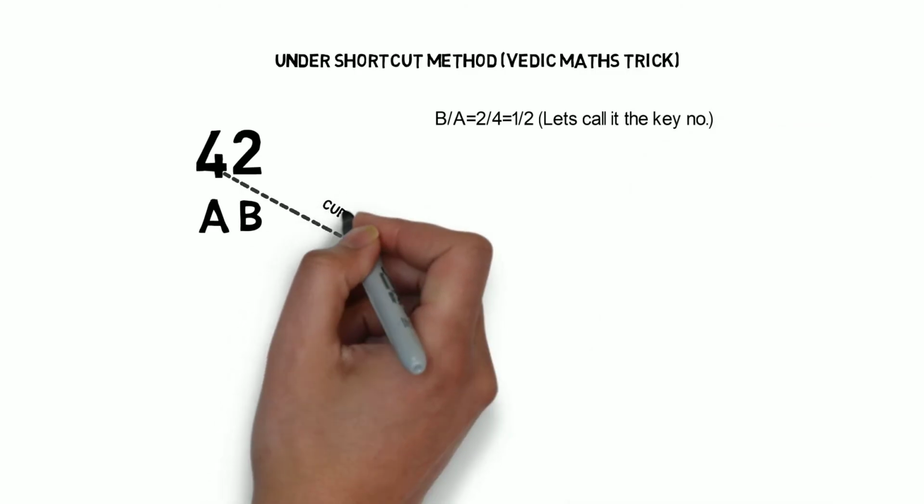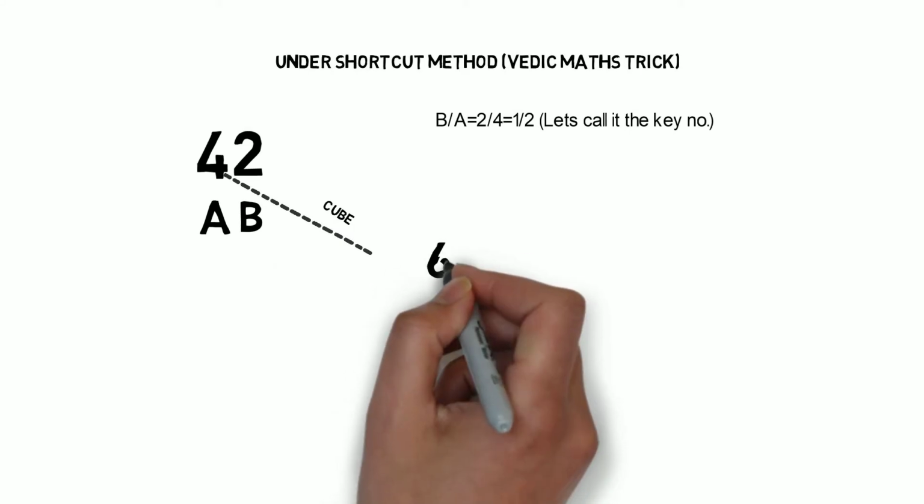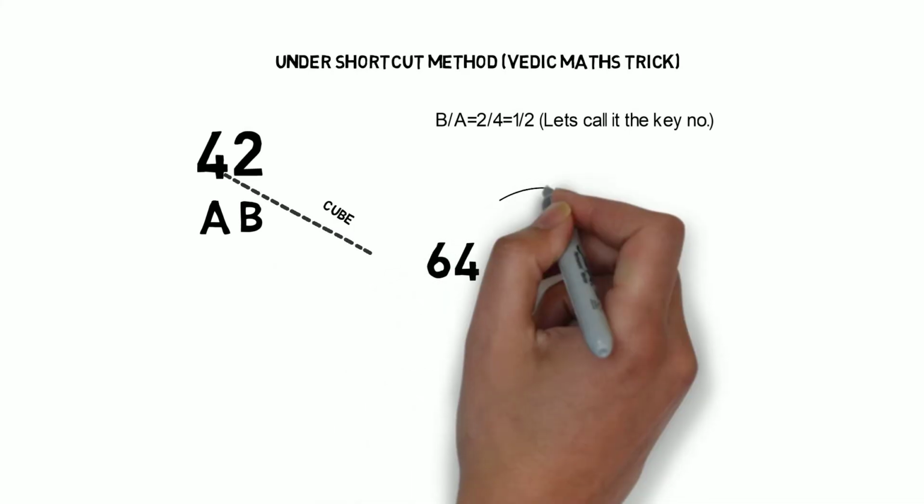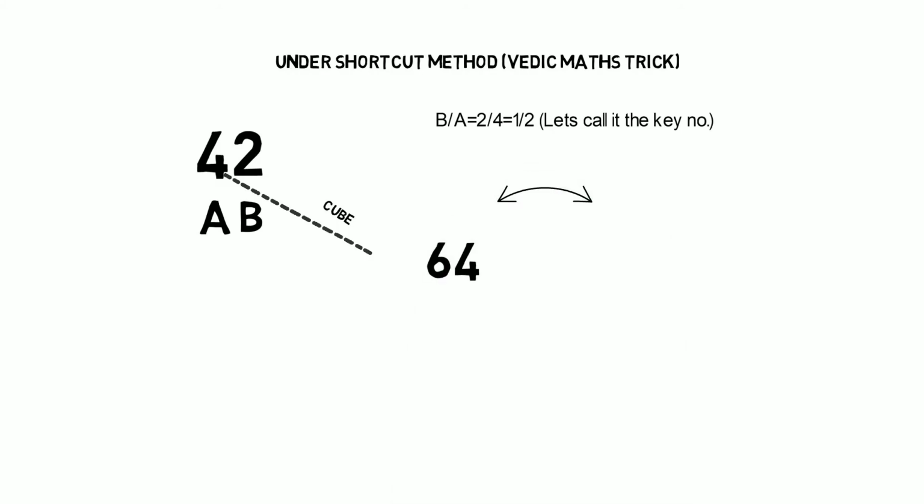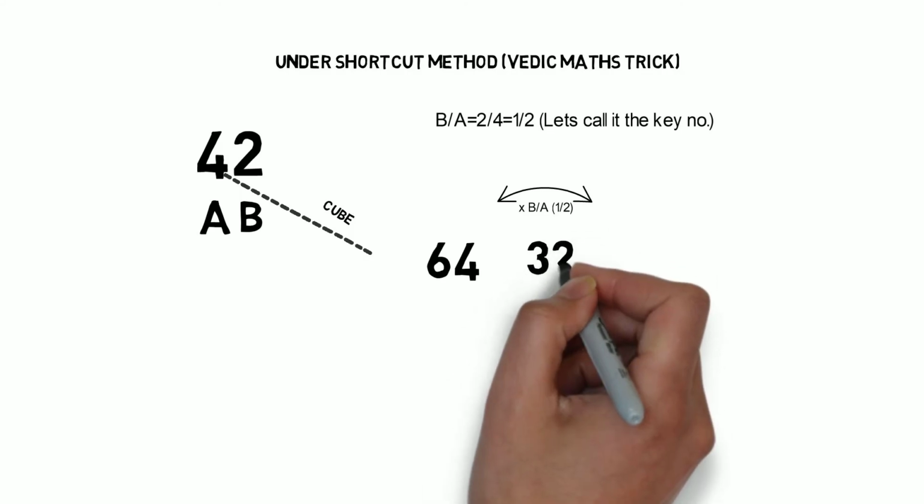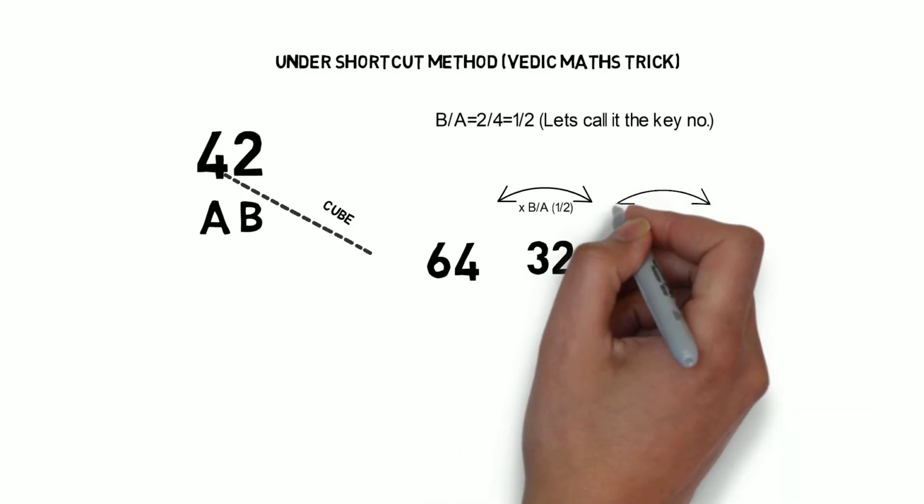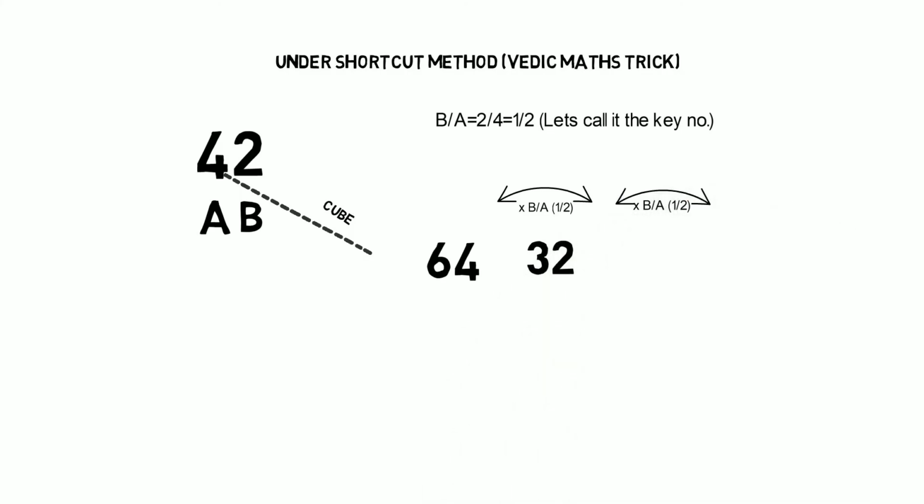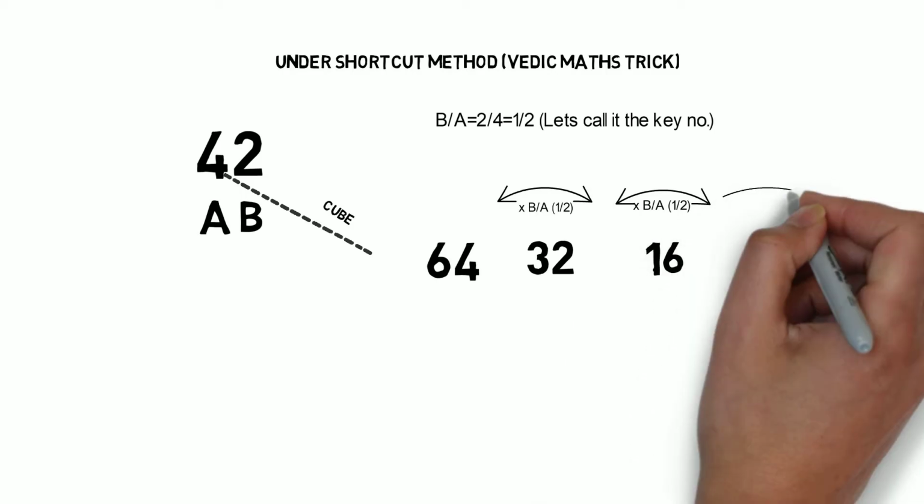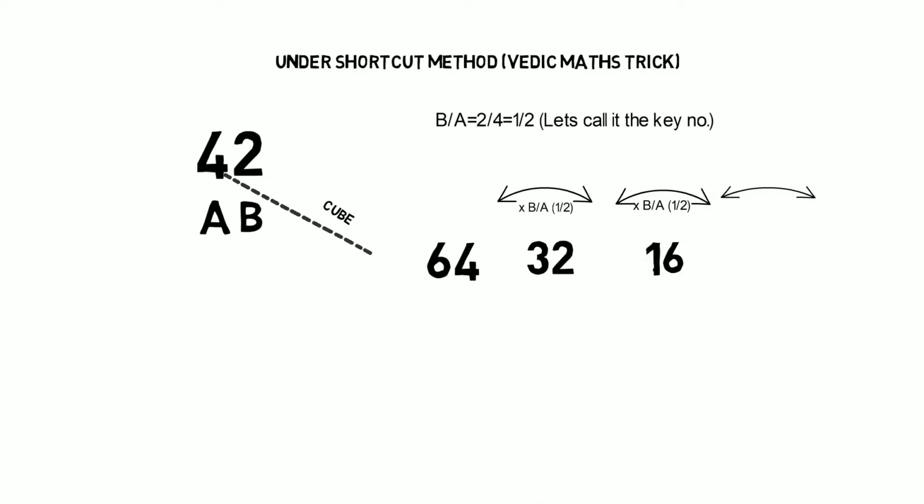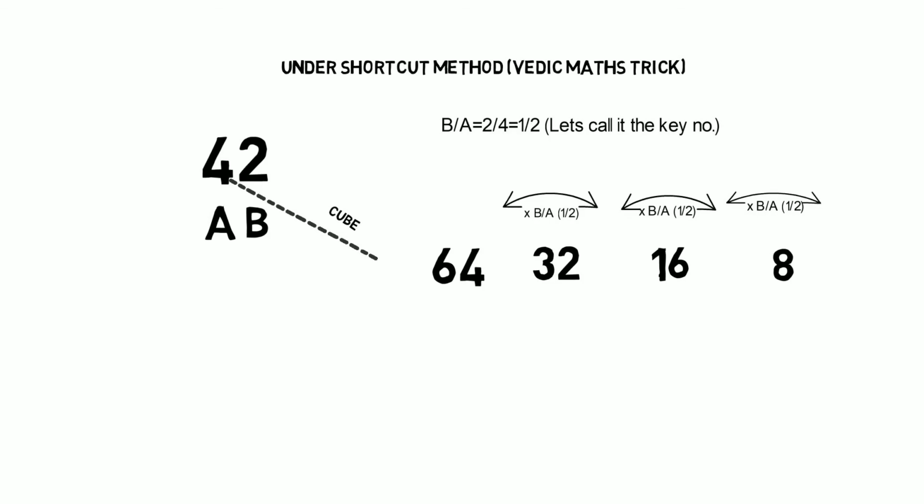Firstly, we need to write down the cube of the tens digit, A. In this case, it will be 64. Now we need to multiply this with our key number thrice. 64 multiplied by 1 by 2 gives us 32. 32 multiplied by 1 by 2 gives 16. Lastly, 16 multiplied by 1 by 2 gives 8. You shall observe that 8 is also the cube of B or 2, as this is essentially A cube multiplied by B cube upon A cube, that is B cube or 8.